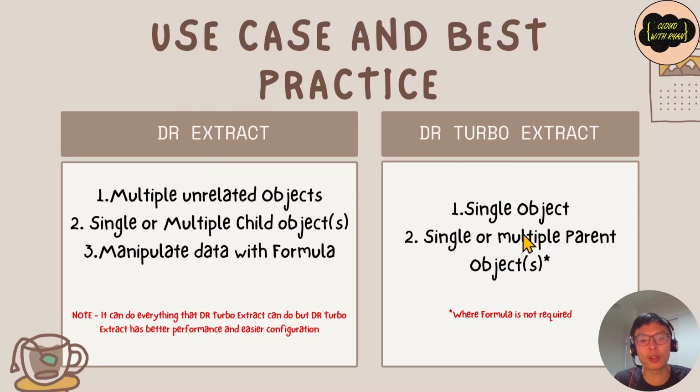Note that if you need to manipulate data with formula, you will have to use DataRaptor Extract as DataRaptor Turbo Extract does not support formula. Rule of thumb is that if you need formula function, use DataRaptor Extract. If you need to fetch multiple objects, use DataRaptor Extract unless these are related parent objects. Otherwise, use DataRaptor Turbo Extract for better performance and simpler configuration.